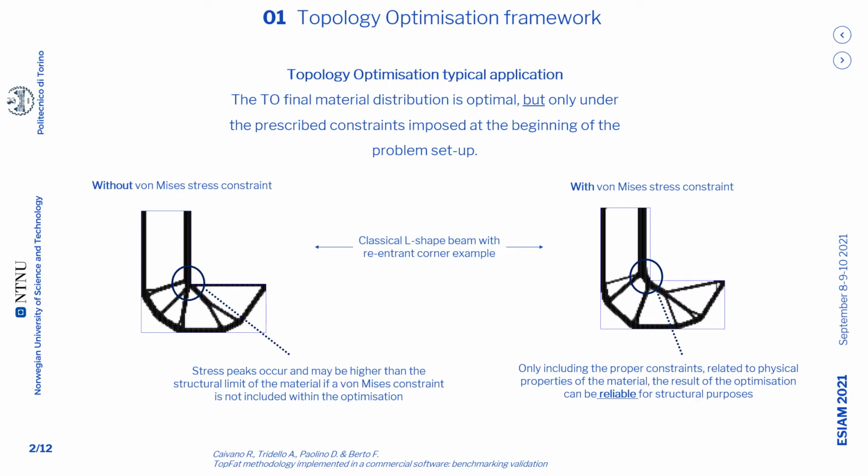Looking at the left topology, no stress constraint has been imposed, and therefore the re-entrant corner is fully included in the final topology. The reason is that this maximizes the stiffness of the final structure, but in the re-entrant corner, high stress peaks can appear, and there is no control on them. On the contrary, the final topology on the right has been achieved including a von Mises stress limit. In this case, the topology is less stiff, but is structurally safe, and, as a consequence, the topology optimization can be employed to safely design components.